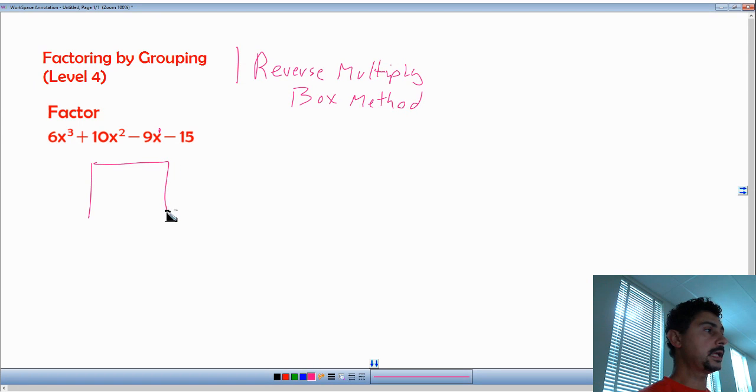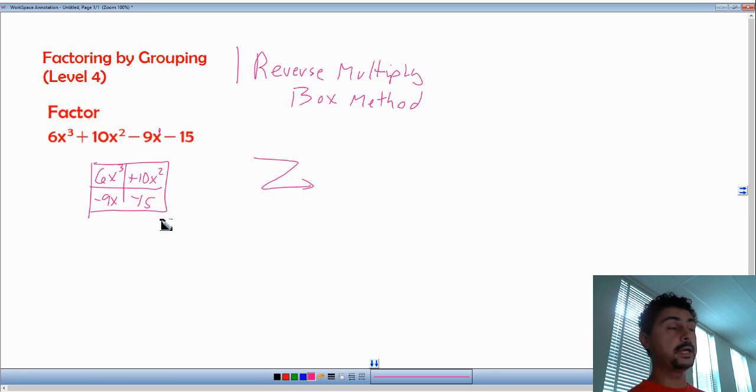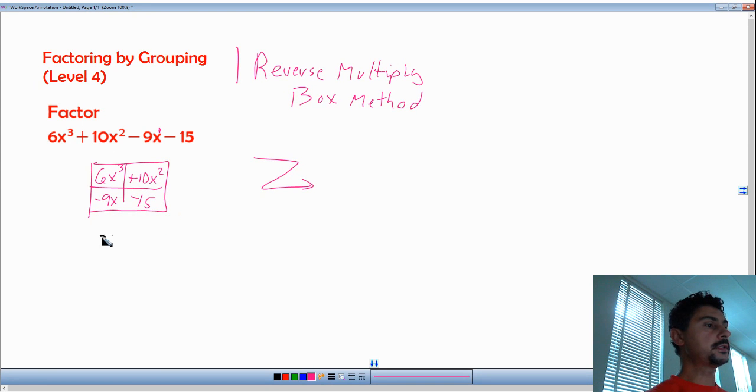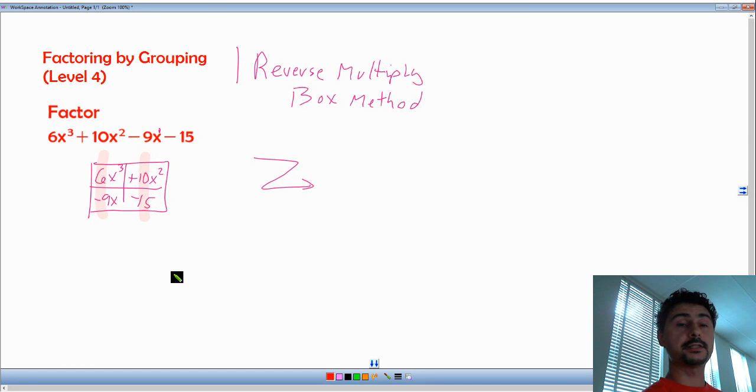The technique is that when you look from left to right, you write in what is called a Z pattern. You start with the highest power and put the 6x cubed, then the plus 10x squared, then the negative 9x, and then the negative 15. Now, the key on the first part is that you want to look for the greatest common factors in a down direction. So we're looking for the greatest common factor going this direction.